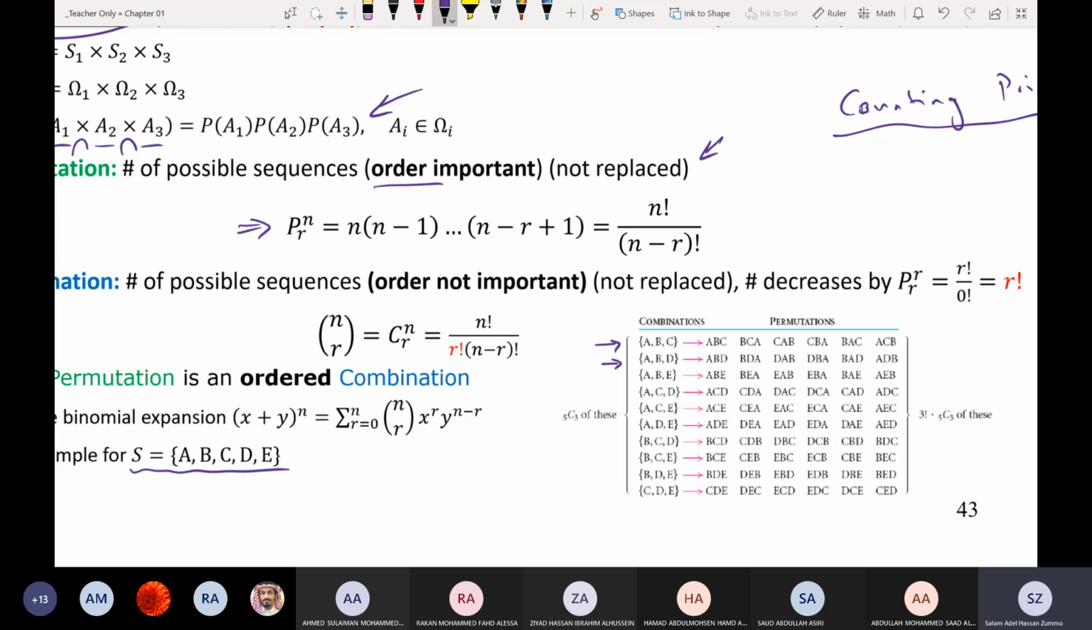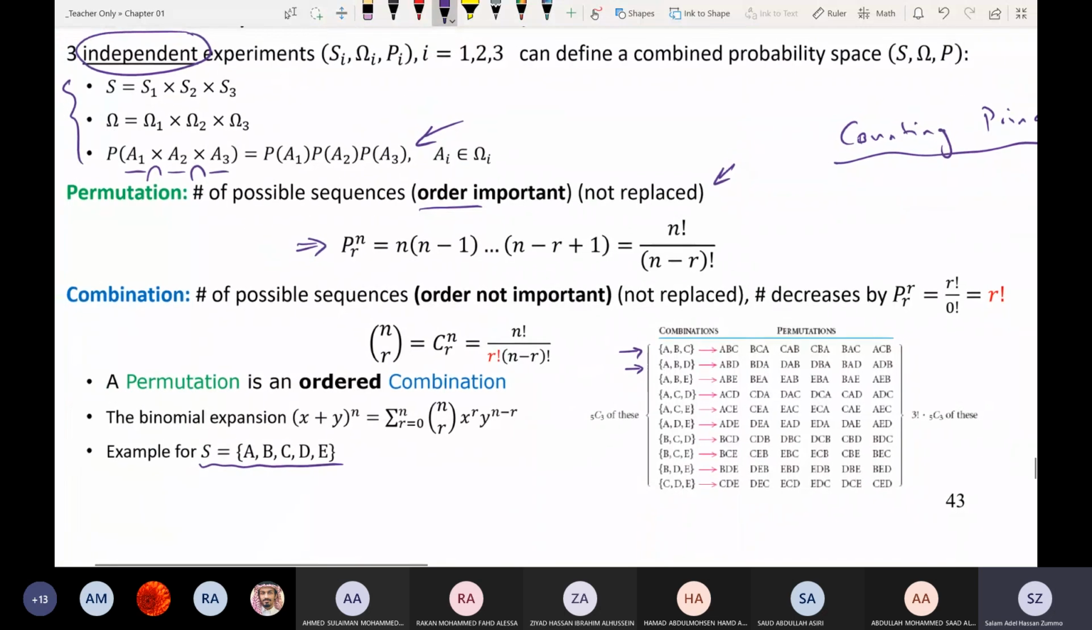So the number of combinations of 3 letters out of 5 letters is equal to how much? 10. How did we get 10? It's n factorial, which is in this case 5. So C 5 3 is 5 factorial divided by 3 factorial multiplied by n minus r factorial, which is 2 factorial.